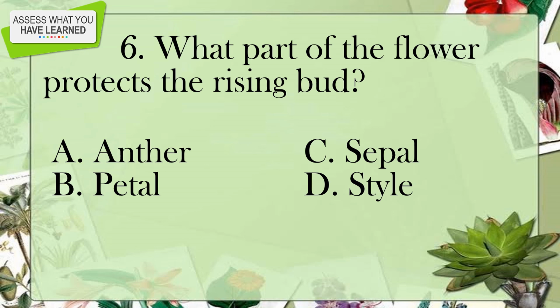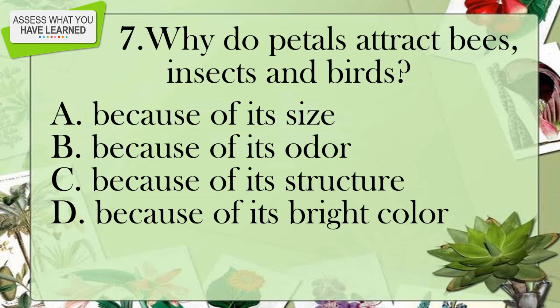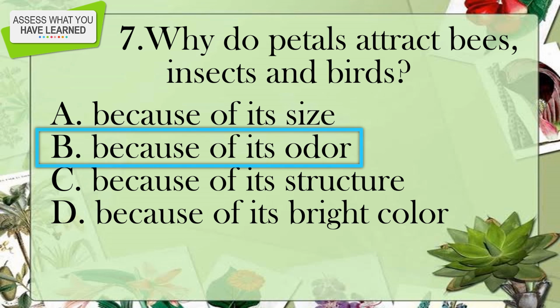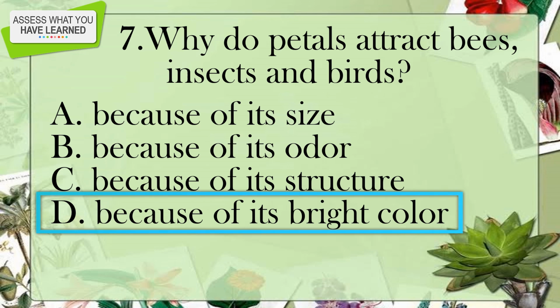Number 6. What part of the flower protects the rising bud? A. Anther. B. Petal. C. Sepal. Or D. Style. Number 7. Why do petals attract bees, insects, and birds? A. Because of its size. B. Because of its odor. C. Because of its structure. Or D. Because of its bright color.